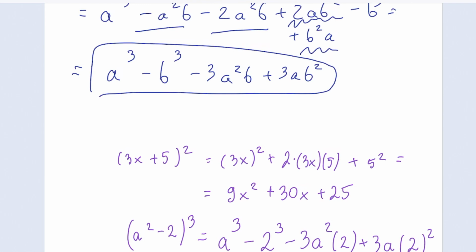Alright guys, all done. You see how much easier this is with those formulas that you guys derived? You guys are amazing. Alright, now what about other formulas?